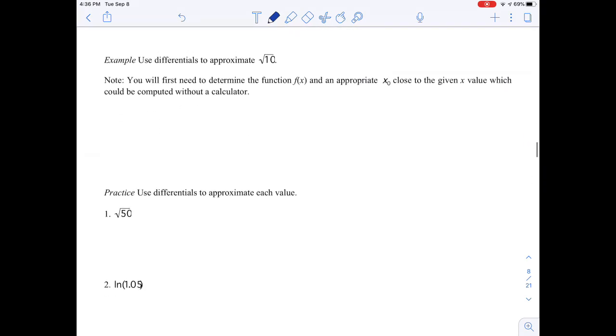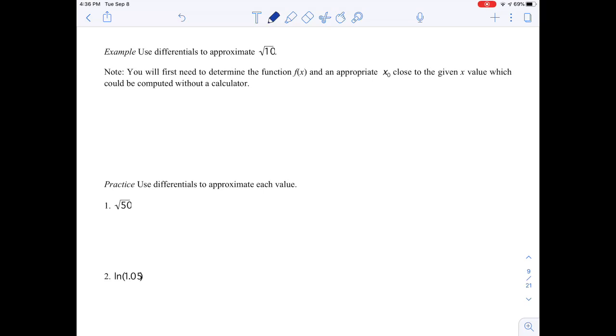I want to skip ahead to the example where it says use differentials to approximate the square root of 10. There's more explanation that goes into it, but sometimes I feel like over-explaining doesn't always work so well. So I basically want to show you an example of how you would use differentials to do an approximation.